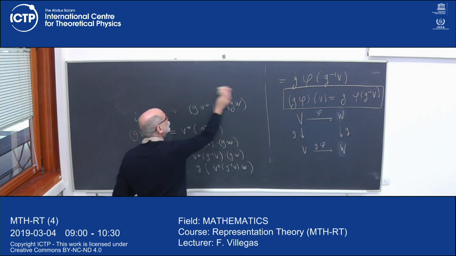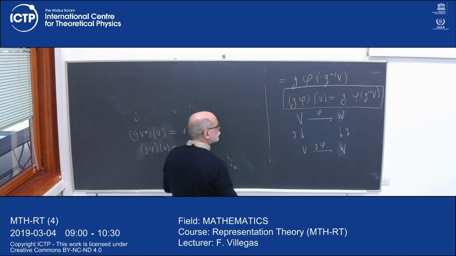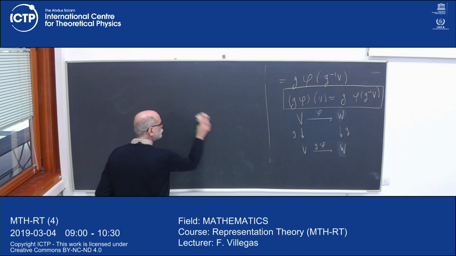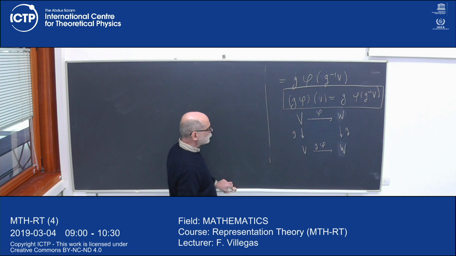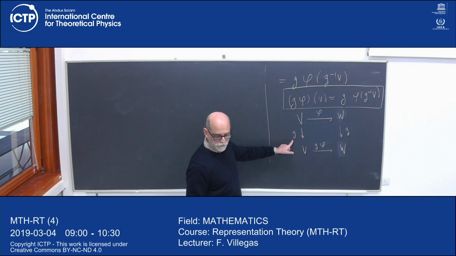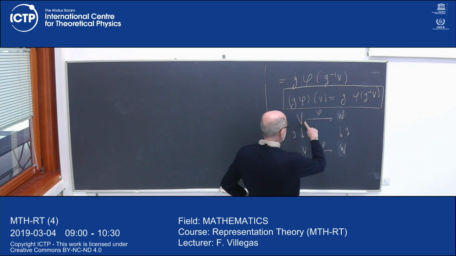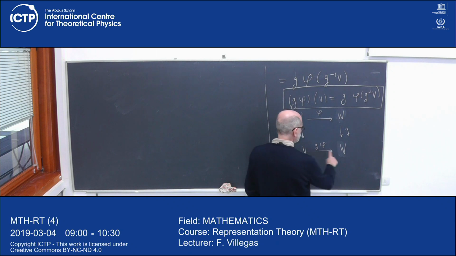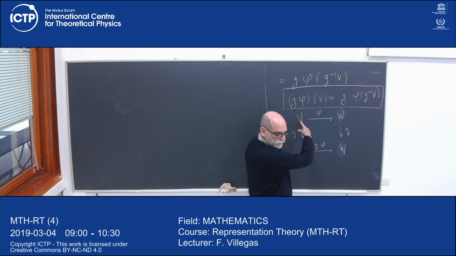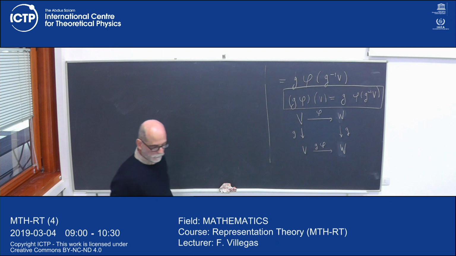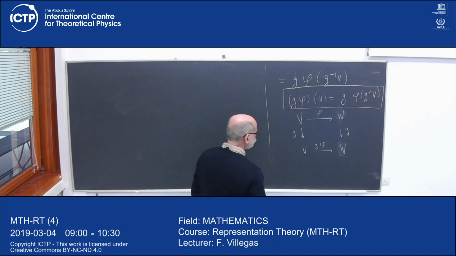How should I read this diagram? This diagram is commutative. All of the arrows are linear maps, but I'm abusing notation a little bit. This would be rho of G, and this would be maybe rho prime of G, as some other representation. What it's saying is that if you want to go from V to W, you can go up, which is given by the inverse, then apply phi, and then apply G. So this is all of this written up in one line.